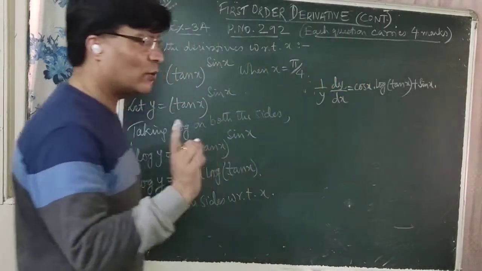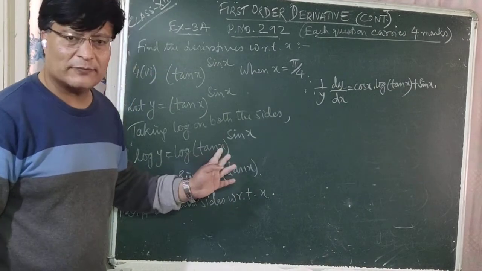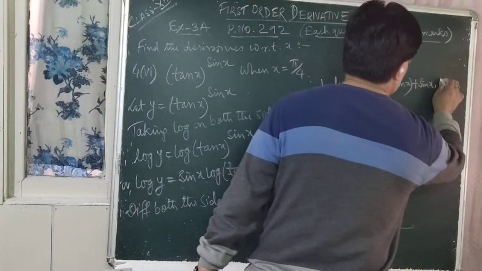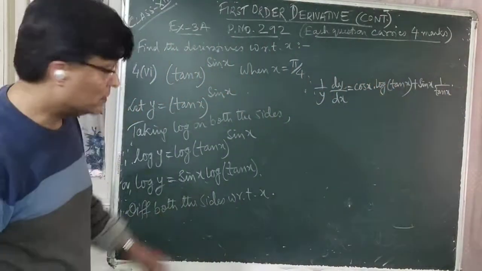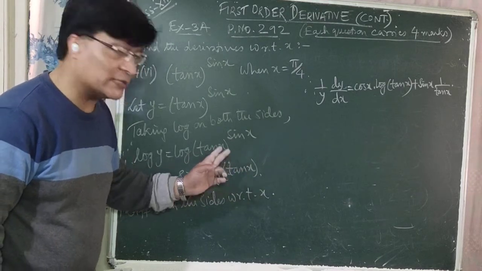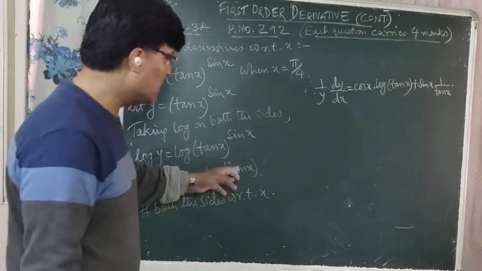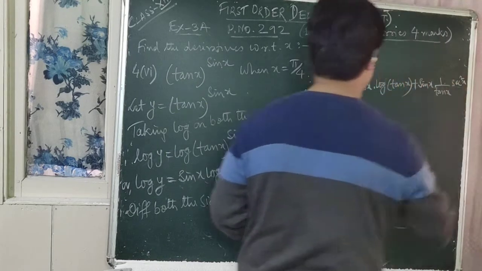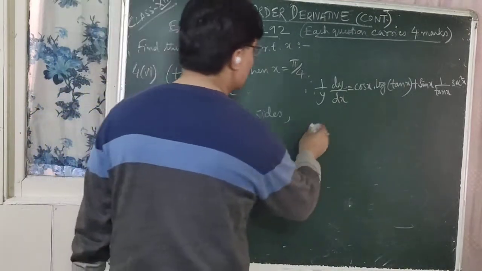Then plus, now sin x is kept as it is, sin x into, now how do you differentiate log of tan x? It is just like your log x. What is the differentiation of log x? 1 by x. But here it is 1 by tan x into. Again you have to differentiate the term which is assumed as x. In this case tan x was assumed as x. So what is the differentiation of tan x? It is sec square x. Is that clear now?